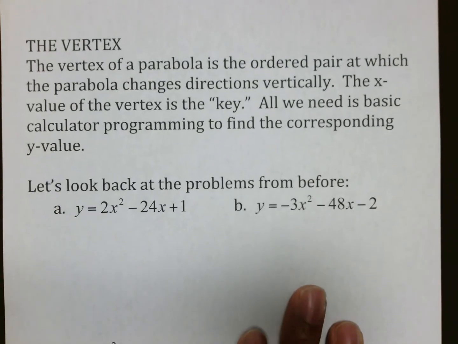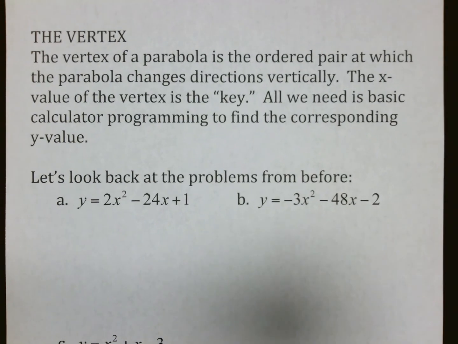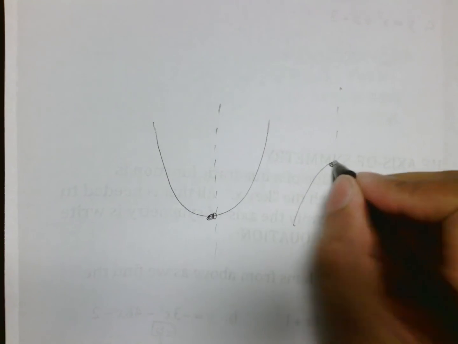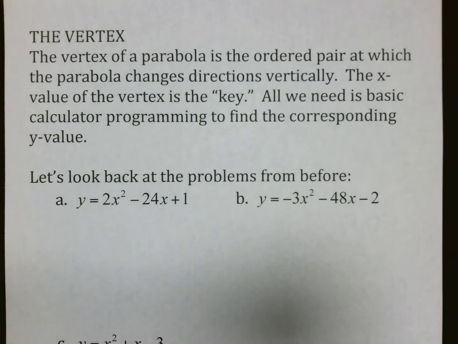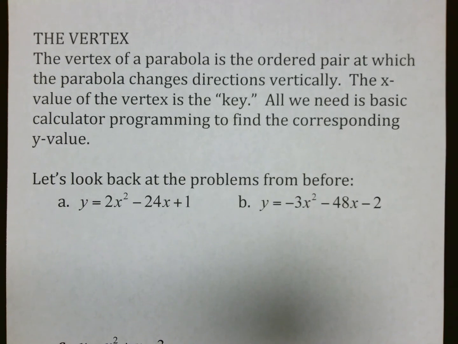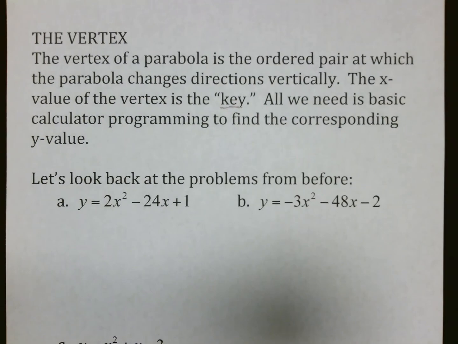The vertex of the parabola is the ordered pair at which the parabola changes directions vertically. It is the point that I put on the back side of those papers. The vertex is here and the vertex is here. It is also that point that we typically moved whenever we graph them in our parent functions. So again, the vertex, you understand what it is, but the x value of the vertex is the key. Without the key, you can't do all this stuff. That's why we talked about it first.